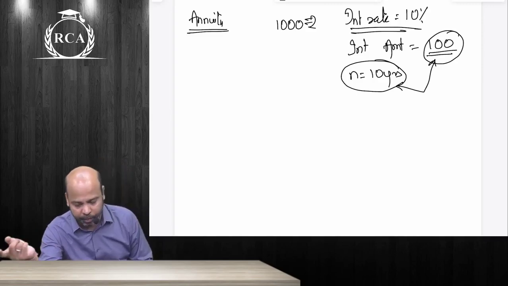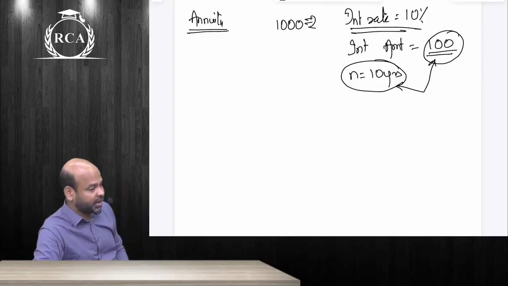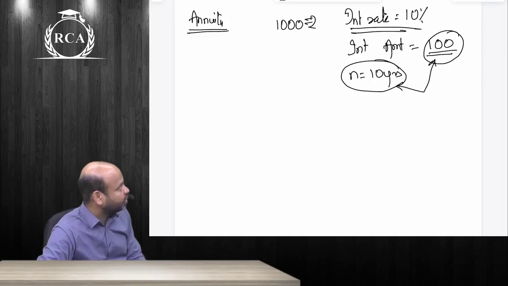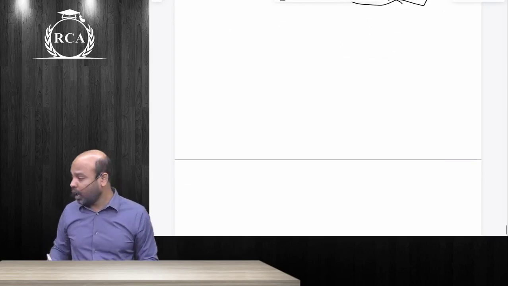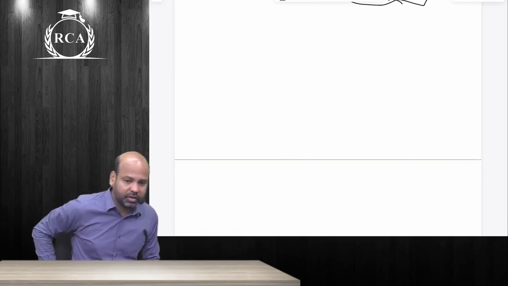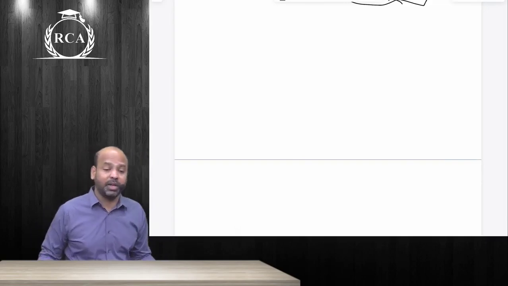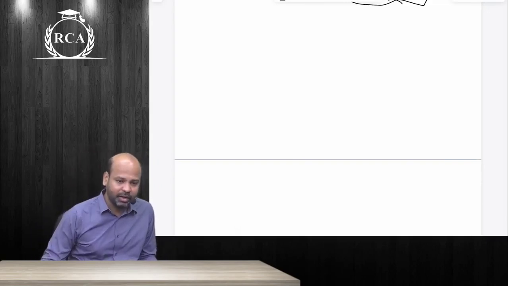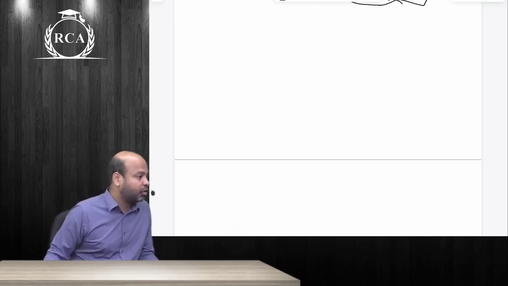Installment payments, for example, are a case of annuity. How do we compute the present value of annuities? We are not covering the accumulated balance of an annuity. That is not required for the CA Final syllabus. As I told you, it is all about valuation.